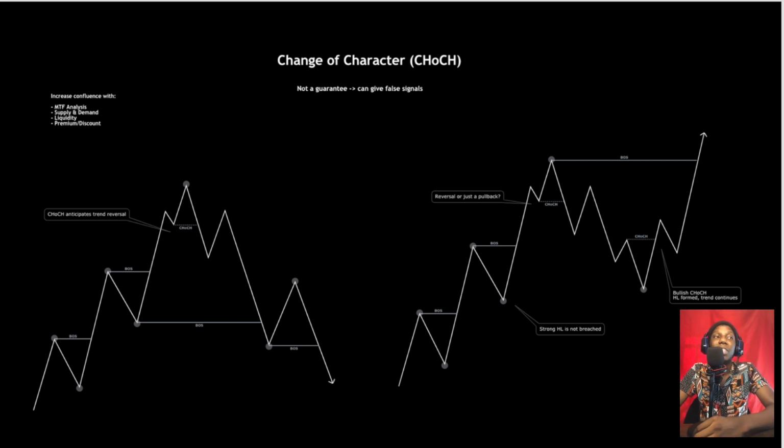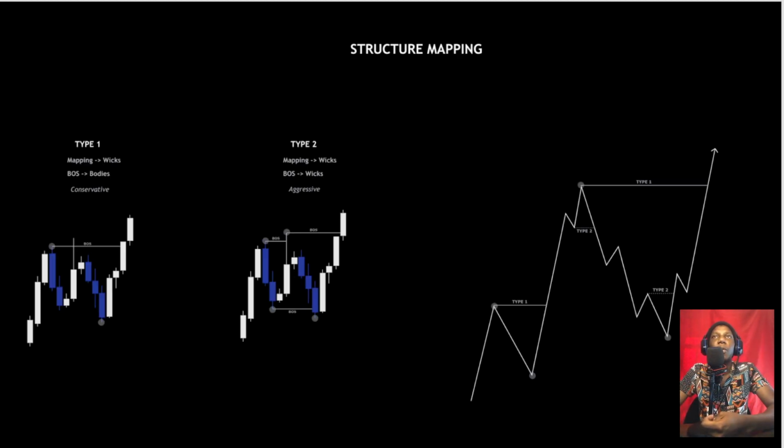So those are things you also need to watch out for. Many people will be asking, how do I draw my bias and my change of character? Basically, this is how my structure mapping looks. There is the type 1 structure mapping, and there's the type 2 structure mapping that is here.